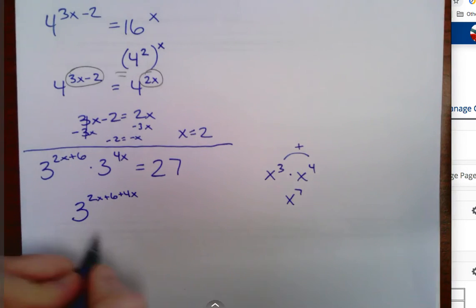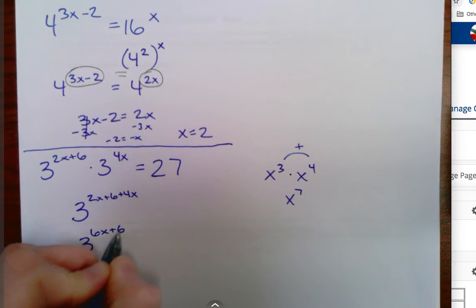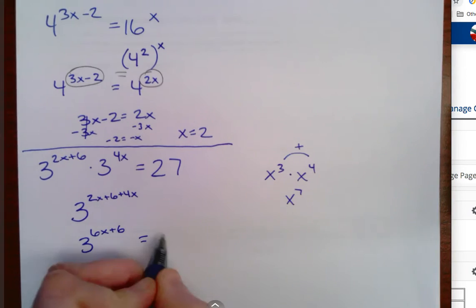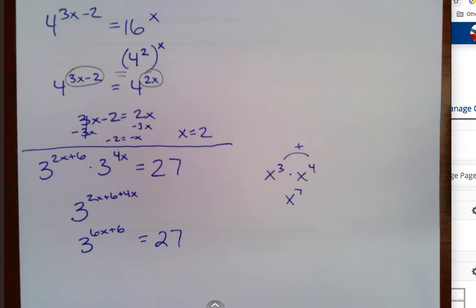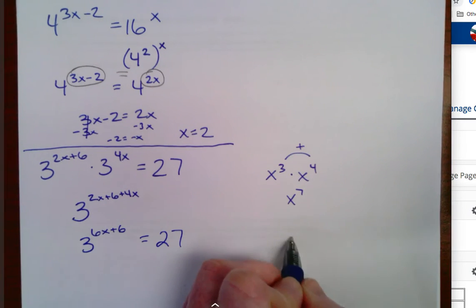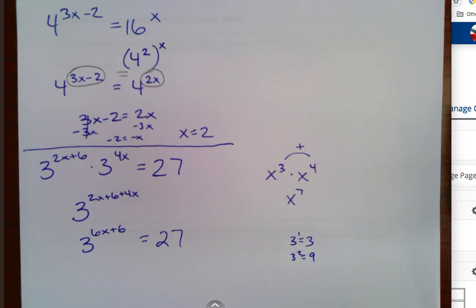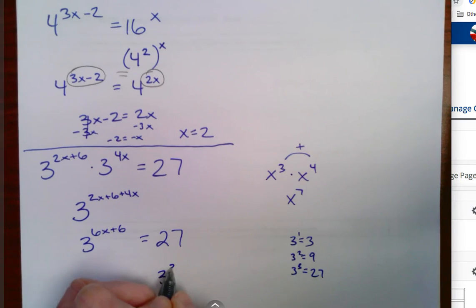So I'm going to combine like terms here. This is 3 to the 6x plus 6. And the other side is still 27. Right? I haven't done anything to that. Okay, so now I need to rewrite this as a base 3. Okay, well, 3 to the 1st power is 3. 3 squared is 9. 3 to the 3rd is 27. Oh, there we go. So this, written as base 3, is 3 to the 3rd.